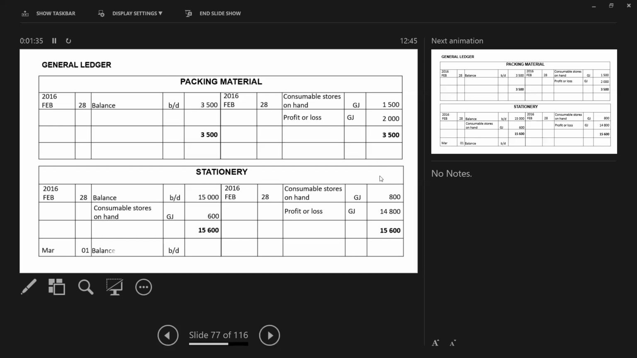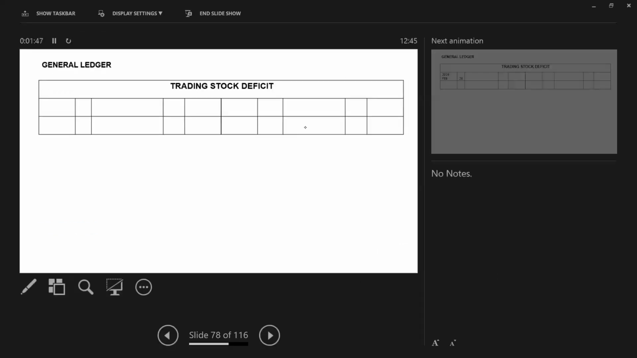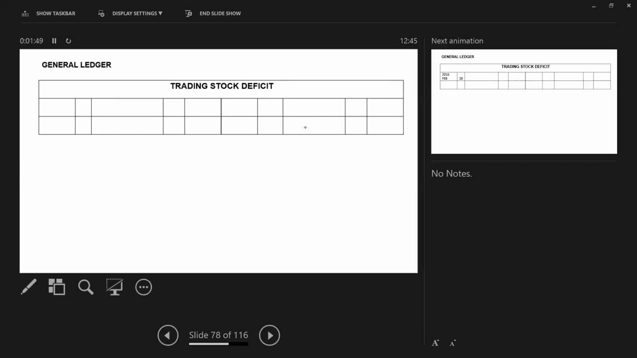We will not have balance brought down here. I don't know why I included that. Apologies for that. And then we will have trading stock deficit. Trading stock deficit is an expense. Expenses go up on the debit side. The contra account will be trading stock, but this actual expense, we are going to take it straight to profit or loss account in the general ledger, and that will be 30,350.